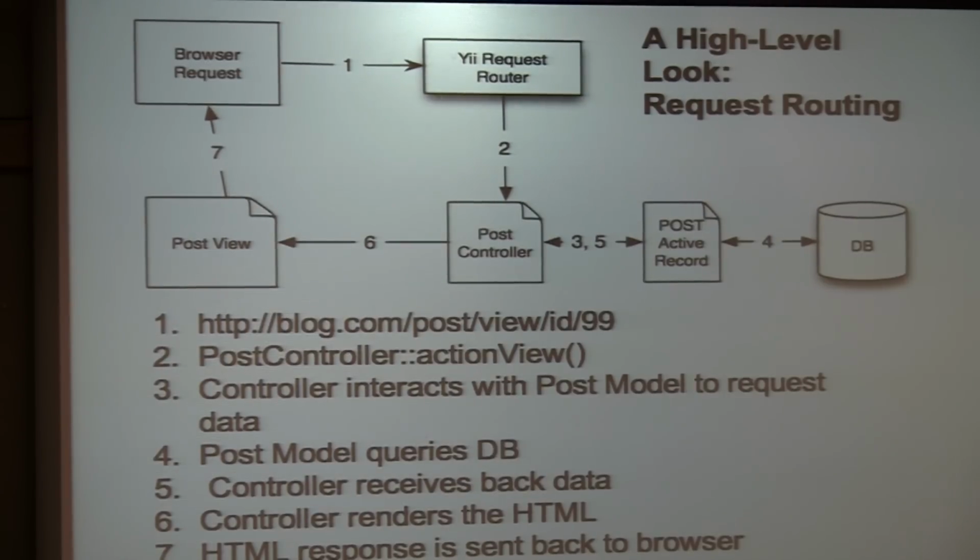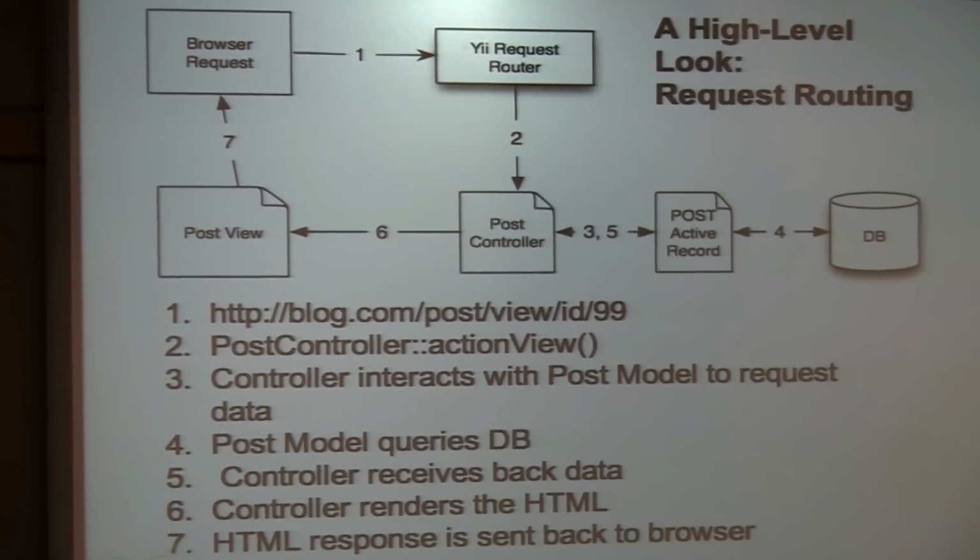So to take a quick high-level look at what a request looks like for a Yii application. If we're assuming we're working on a blog, which we are for this example, we might be requesting a particular article, say you want to look at the detail view of one of your articles that happens to be associated with an ID of 99.